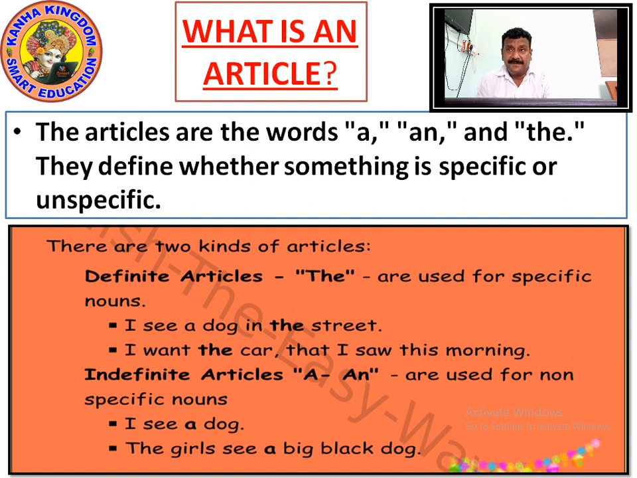So now what we have seen, let's go to the next page. Before going to the next page, let's recap what articles are. The articles are the words a, an, and the. They define whether something is specific or unspecific. There are two kinds of articles, definite articles and indefinite articles. The is used for specific nouns. A and an are used for non-specific nouns, that are indefinite articles. Now let's go to the next page.